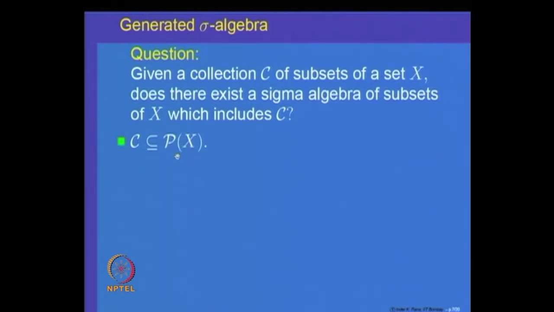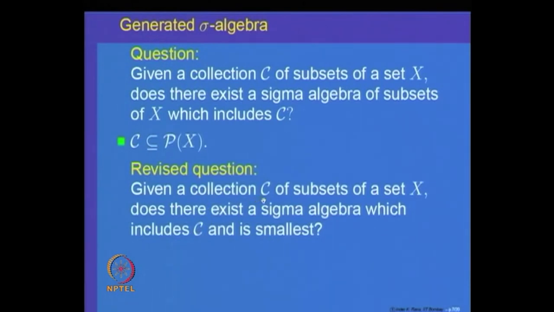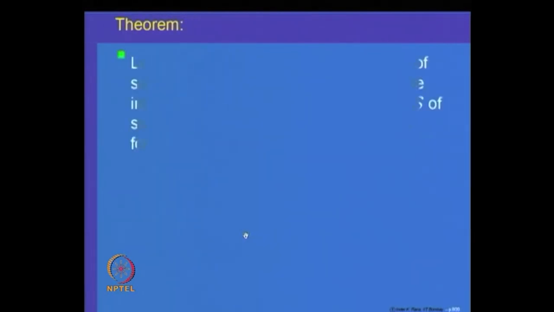Example of a sigma algebra which includes C. So, we would like to modify our question: given a collection C of subsets of a set X, does there exist a sigma algebra of subsets of X which includes C and is the smallest? The answer is yes, and it is something similar to what we have done for the case of algebras.